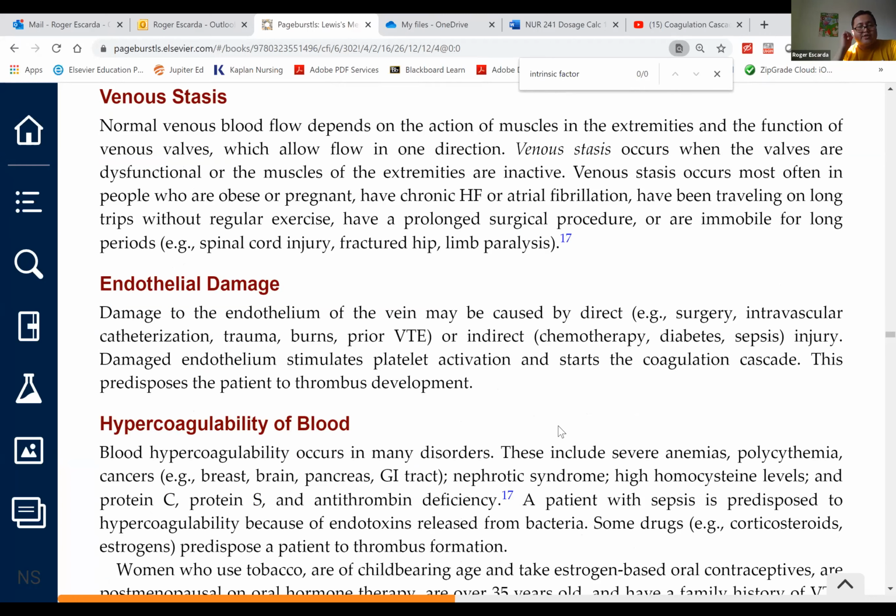So back to the question again, where Zishan said one of the factors, which is venous stasis, one of the Virchow's triad. Looking at this again, what will be your answer now? Who do you screen for DVT prophylaxis? Which patients?